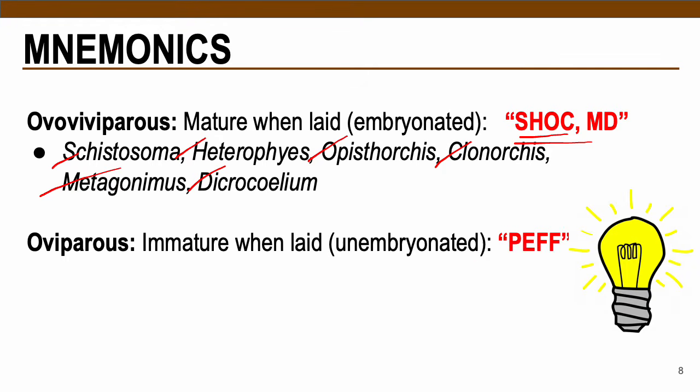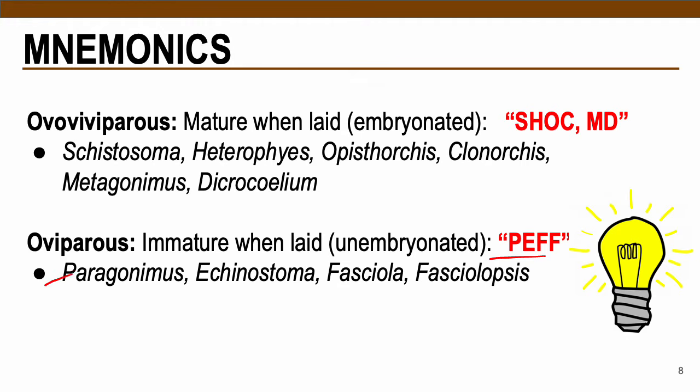Next, in terms of oviparous, that means these are immature when laid. So don't forget the word PEF. PEF stands for Paragonimus, Echinostoma, Fasciola, and Fasciolopsis.